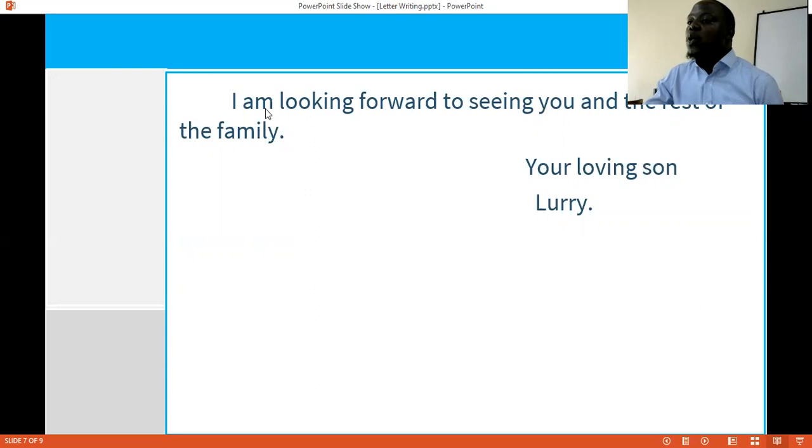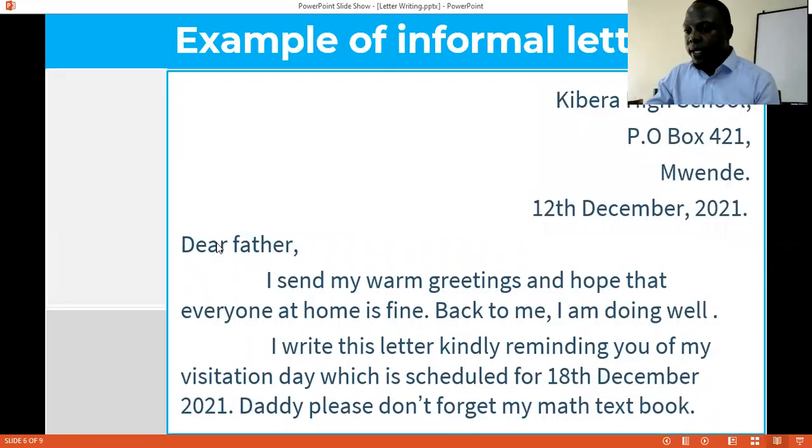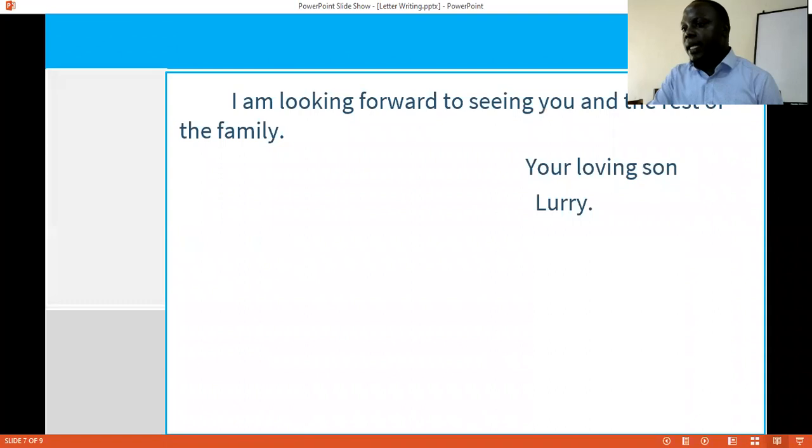Now, this is what we call the conclusion. I am looking forward to seeing you and the rest of the family. My letter has been very simple, but straight to the point. Remember, a letter usually fits majorly on one page. People don't have a lot of time. So most times we are encouraged that a letter fits in only one single page instead of you going overboard to different pages. So try to be as brief, straight to the point, mentioning what you need. Don't go verbose unless need be.